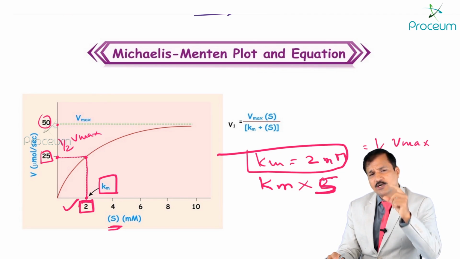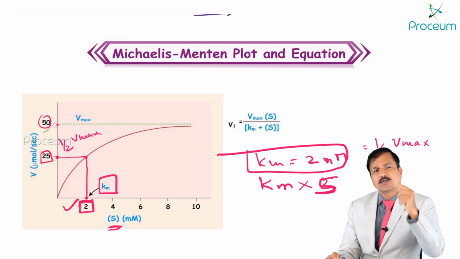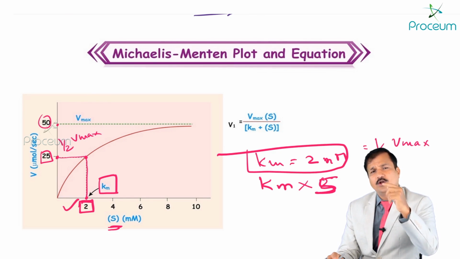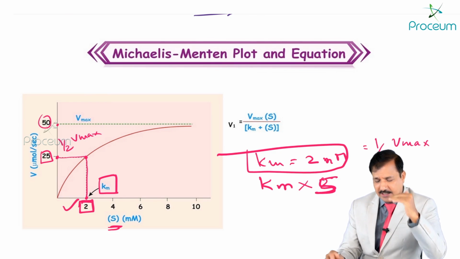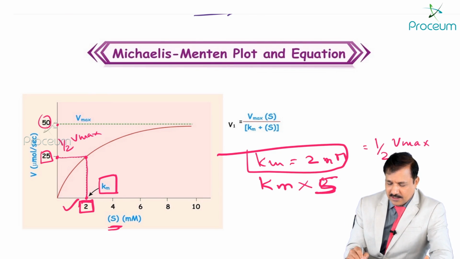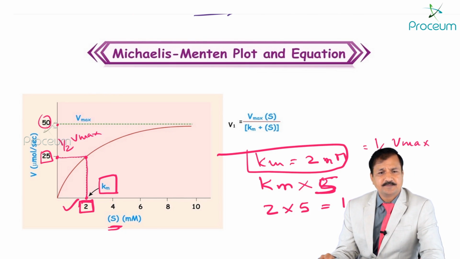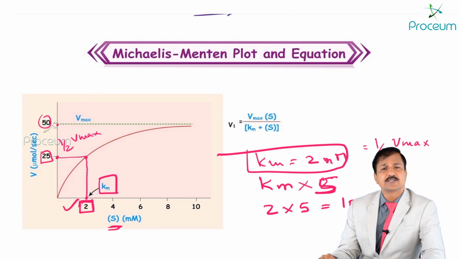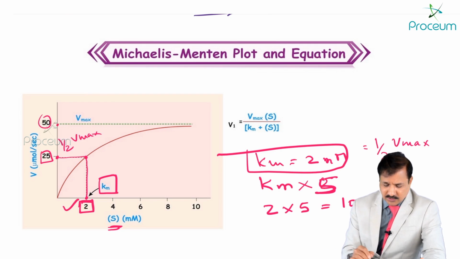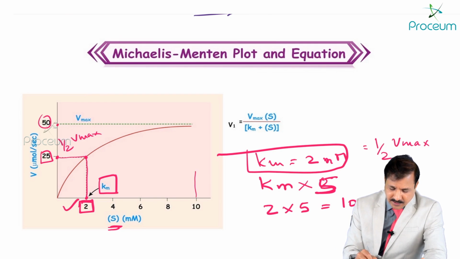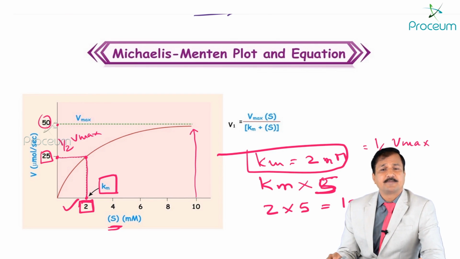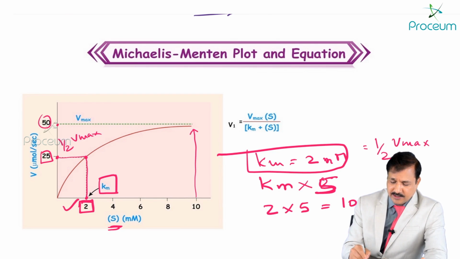Now, what should be the substrate concentration at which your enzyme goes into full velocity, like Vmax? It is Km times 5. Km is 2 in this example, times 5, it is 10. So 10 millimoles. At 10 millimolar substrate concentration, your enzyme reaches Vmax. And that's why you can see, at least in this example, at 10 millimoles, it is reaching maximum velocity. Make sure you remember that point.